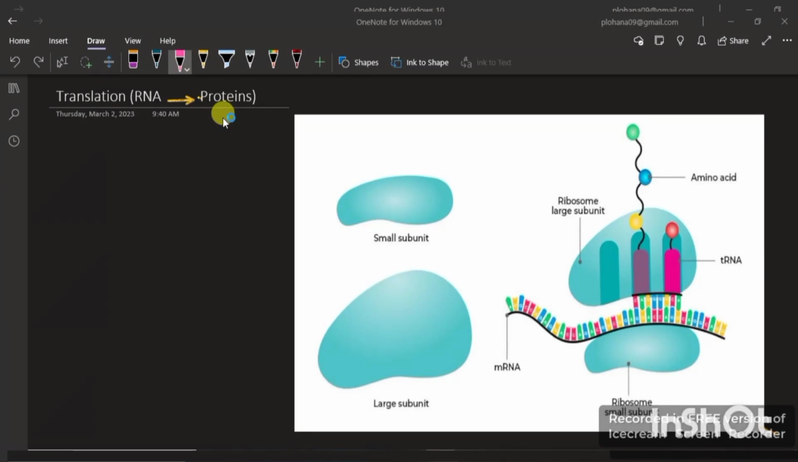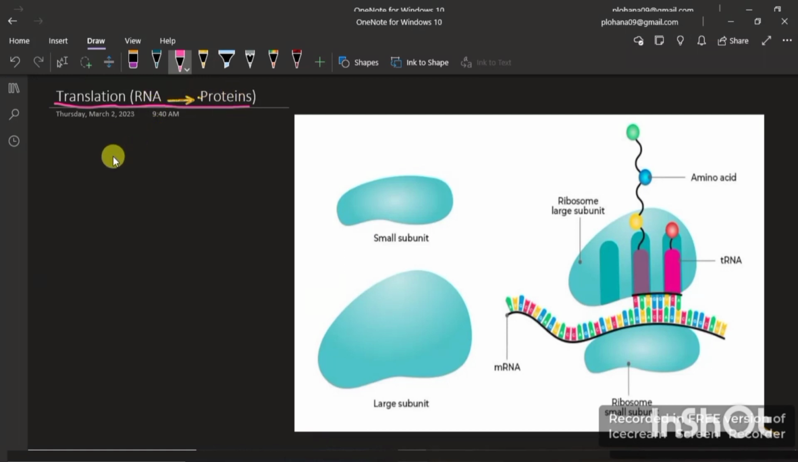In the last video we discussed the central dogma and the process involved in it, which was transcription. What was transcription? Transcription was the formation of RNA by using DNA. Today we are going with the second process involved in the central dogma, which is translation. As you can see here, the topic is translation. Basically, what will happen in translation? In translation, protein will be formed by using RNA.